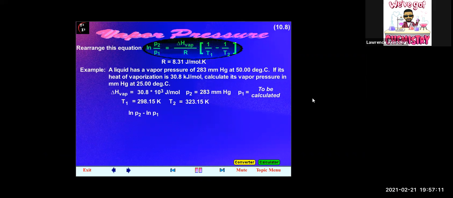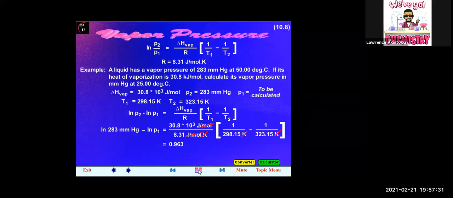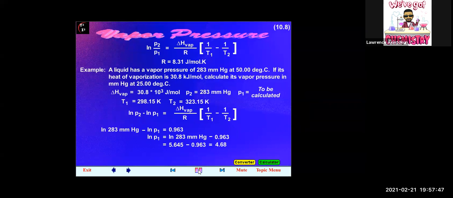Rearrange this equation. Equals 0.963. The natural log of P1 equals 5.645 minus 0.963 equals 4.68. P1 equals e to the 4.68 equals 108 millimeters mercury.